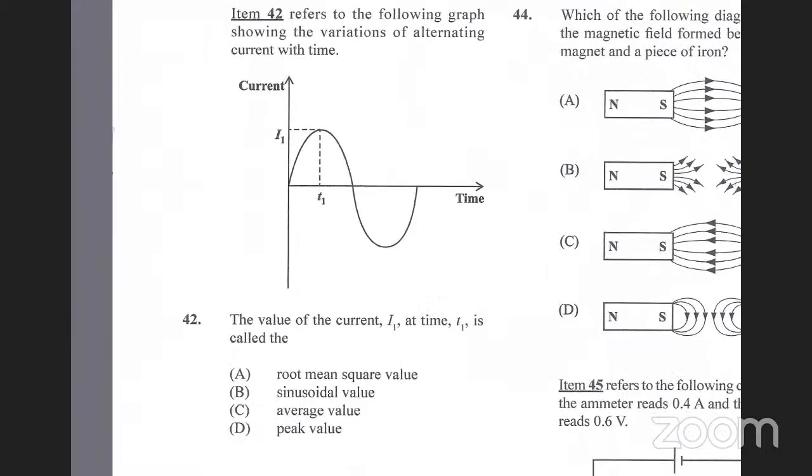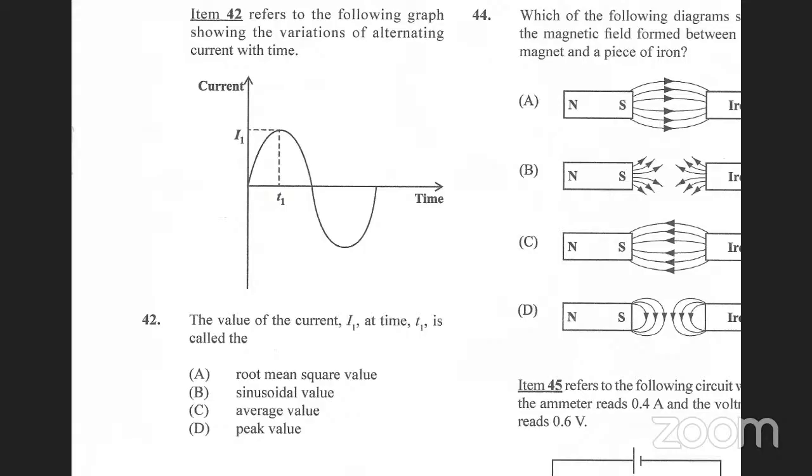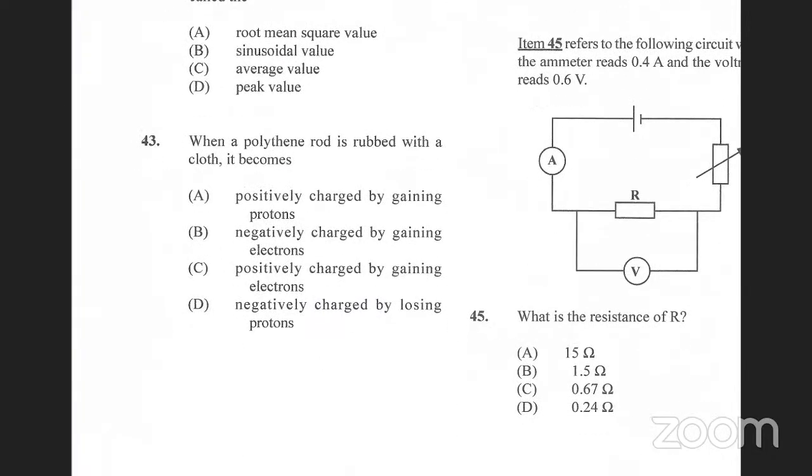42, the value of I at time t1 is called the peak value, right? That's a peak value. That's your largest value. Your root mean square is like if they give you an average of an AC. Right? 42 is a peak value.